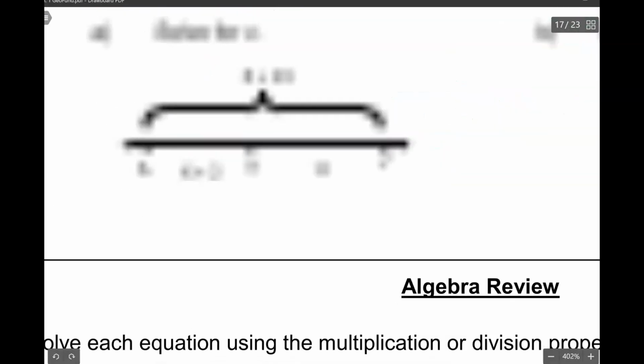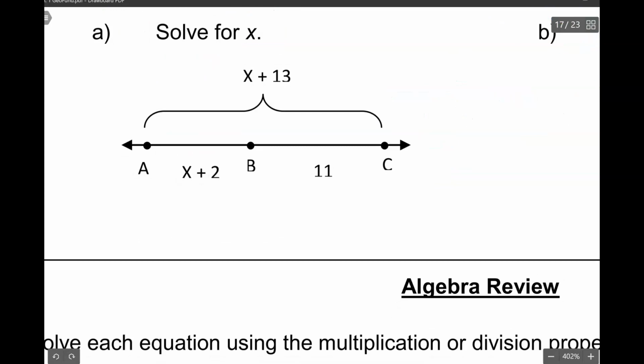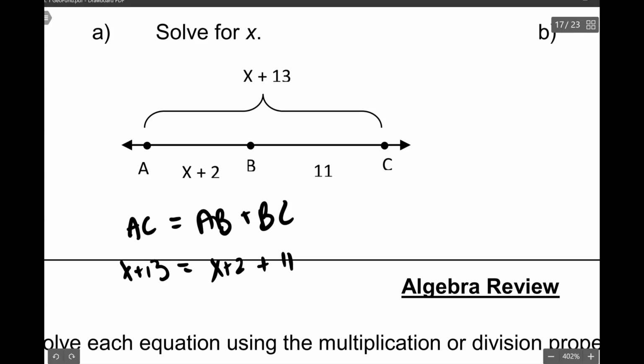Solve for X. So here we go. So I want AC is equal to AB plus BC. So if I say the total is X plus 13, this is going to be AB, which is X plus 2, plus 11. So I have X plus 13 equals X plus 13. So what you get is 0 equals 0, which means infinitely many solutions.